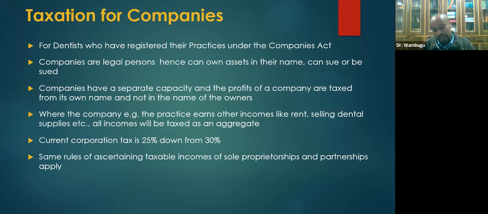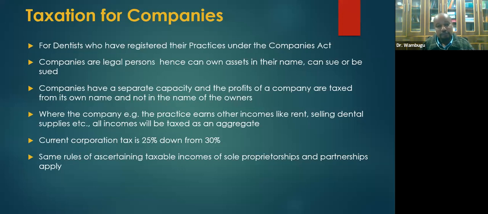If the company at the end of the year decides to declare a dividend and pay its directors dividends, that is going to be taxed at 5%, which I'll cover later, and which is a final withholding tax. Now, when the practice has other income, like rent, selling my supplies and all that, those incomes will be taxed as an aggregate. So the income from the practice, the income from rent, and these other things are aggregated together, and then the company pays taxes on them.